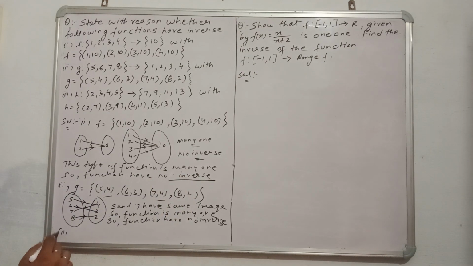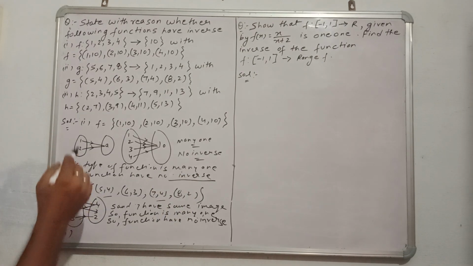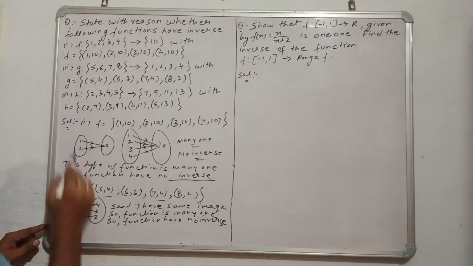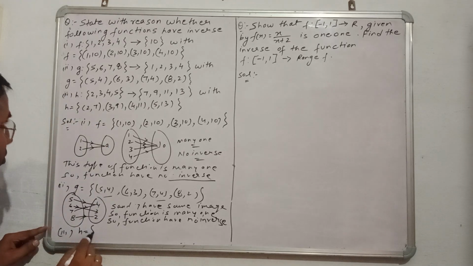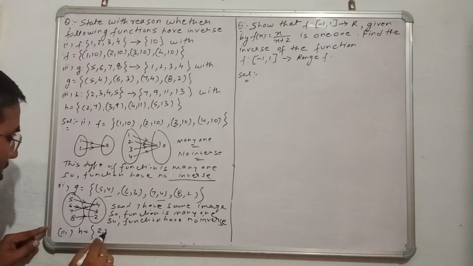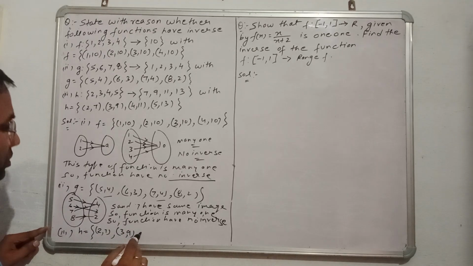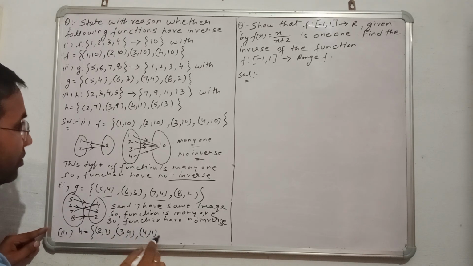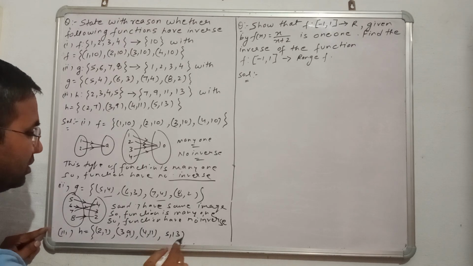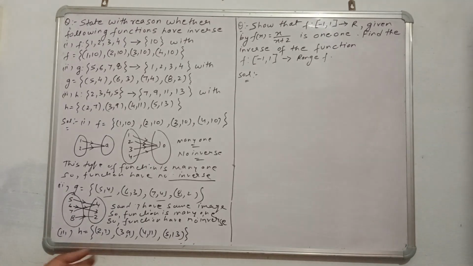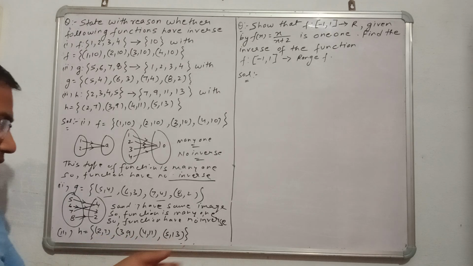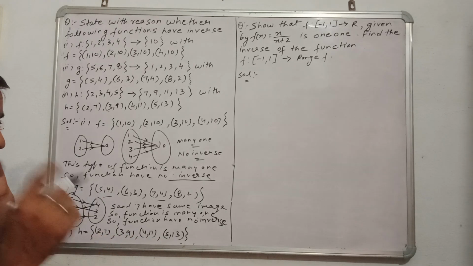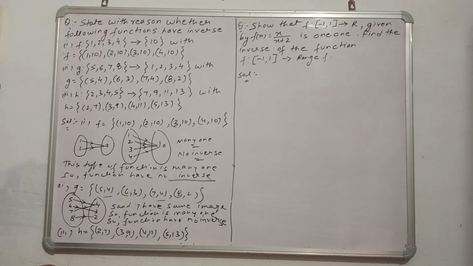Now see the third one. In the third one, what is given? h is equal to (2, 7), (3, 9), (4, 11), (5, 13). Okay, so see here, in this 2 has 7, 3 has 9, 4 has 11, 5 has 13. It means every element has a different image, one image each.